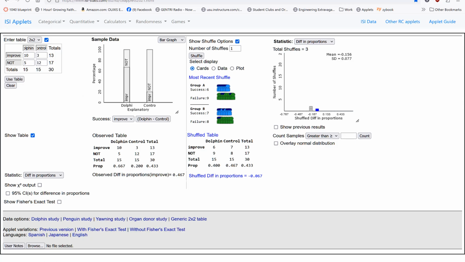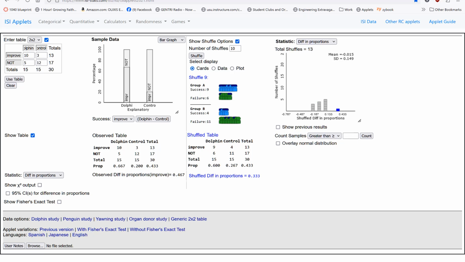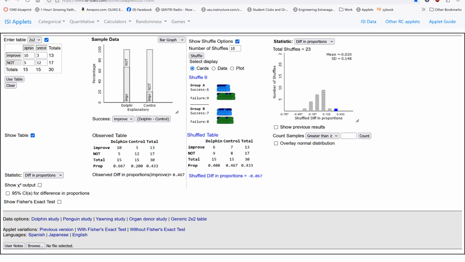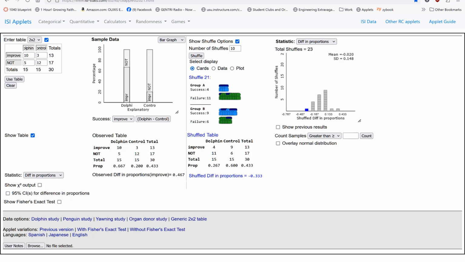Well, we've only done a few things right now. I've only done it 3 times. So maybe if I do it a few more times, I'd get different results. Let's see what happens if I try it 10 times. Now look, what do I get? My shuffle differences in proportions go from like negative 0.2 up to maybe 0.3. You can actually click on it, and it'll tell you that it was 0.33. Maybe we can shuffle a few more times. Now it looks like I'm going from about negative 0.33 up to 0.333, but most of the time I seem to be around 0. And if you look, the mean is pretty close to 0 at the moment.